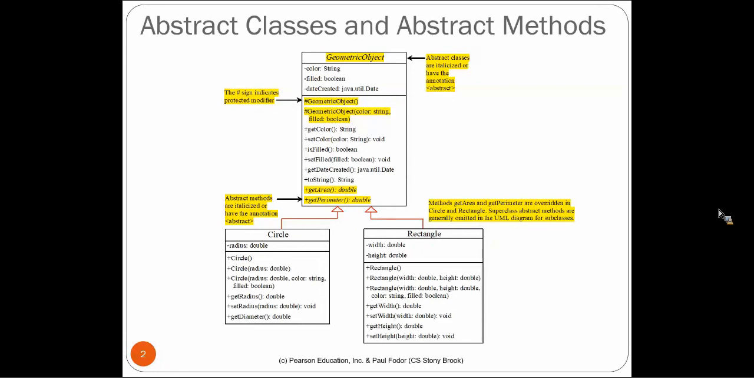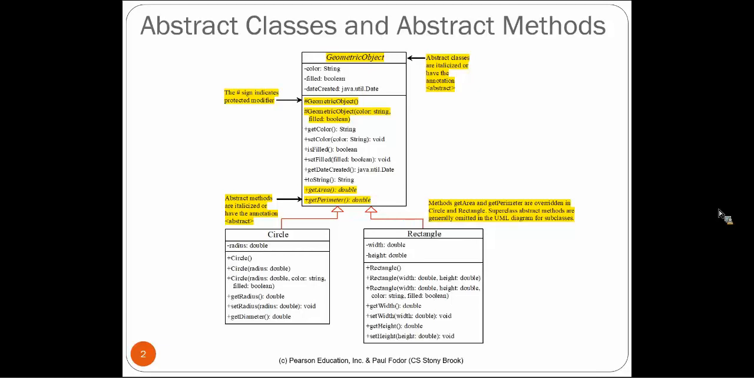So we'll start with the same example that we started to discuss in the previous class. That is the paint kind of application that defines a class GeometricObject with several properties: color, filled, date created. And then we implement subclasses of GeometricObject: Circle, Rectangle, and so on.